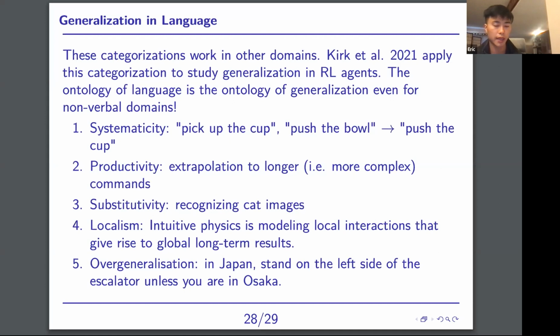Substantivity is very simple in visual perception. The robot has to understand that 2 cups mean cup. Localism would be something like intuitive physics. You would understand that local physics gives rise to long-term results, and there's no spooky action at a distance when you're thinking about how to model videos or something. And for overgeneralization, let's say your robot's operating in the wild, and when it's in Japan, they stand on the left side of the escalator when riding up, unless you're in Osaka and they stand on the right side. That's an example of where you would want a system to not overgeneralize.